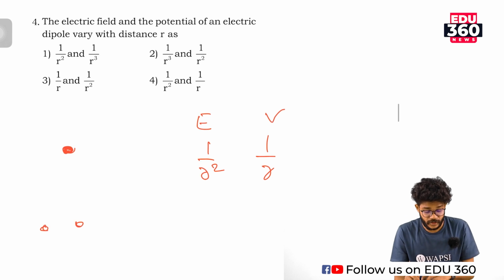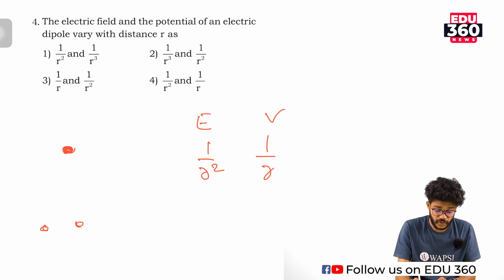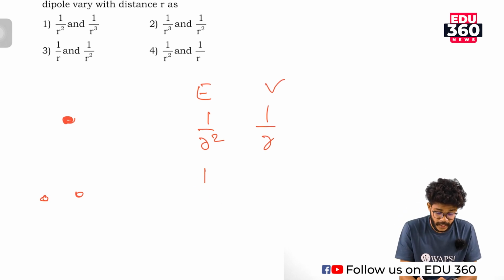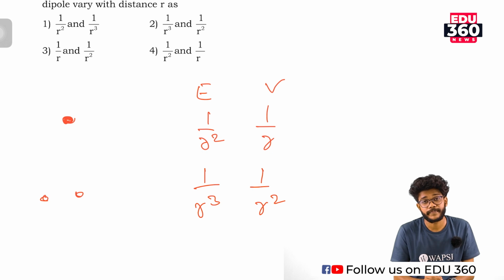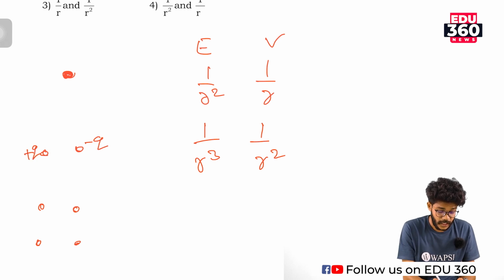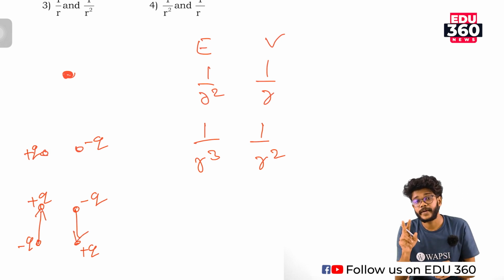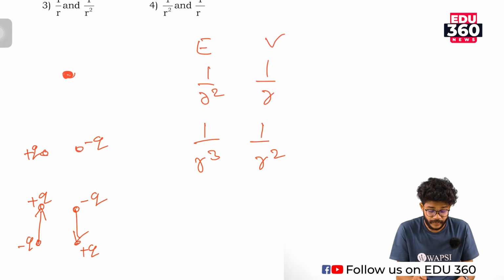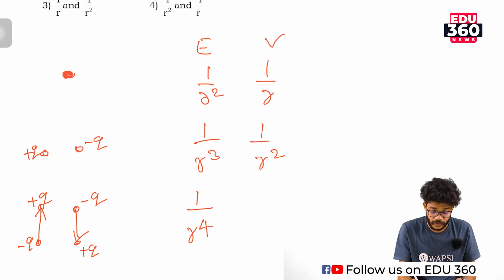In case of a dipole, the electric field changes to 1 by r cube, and the potential changes to 1 by r square, a multiple of r in the denominator. In case of a quadrupole, here the plus q and the minus q, here the plus q and the minus q, two dipoles are aligned, that is called a quadrupole. Here the electric field is 1 by r raised to 4 and the potential is 1 by r cube.